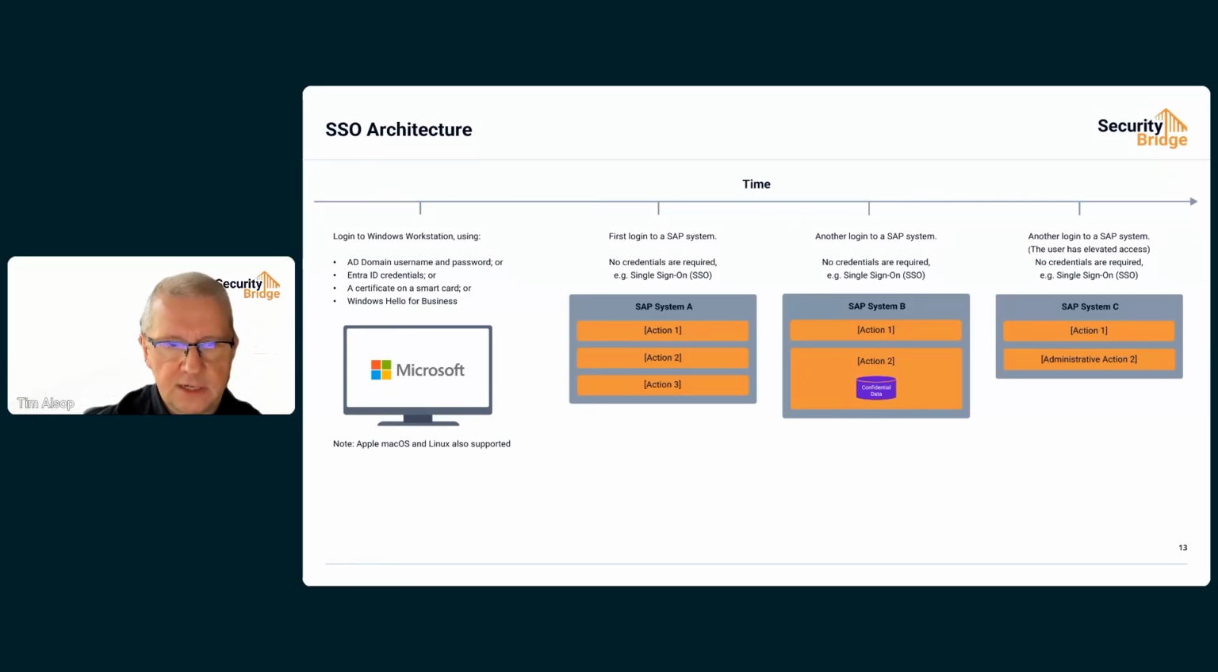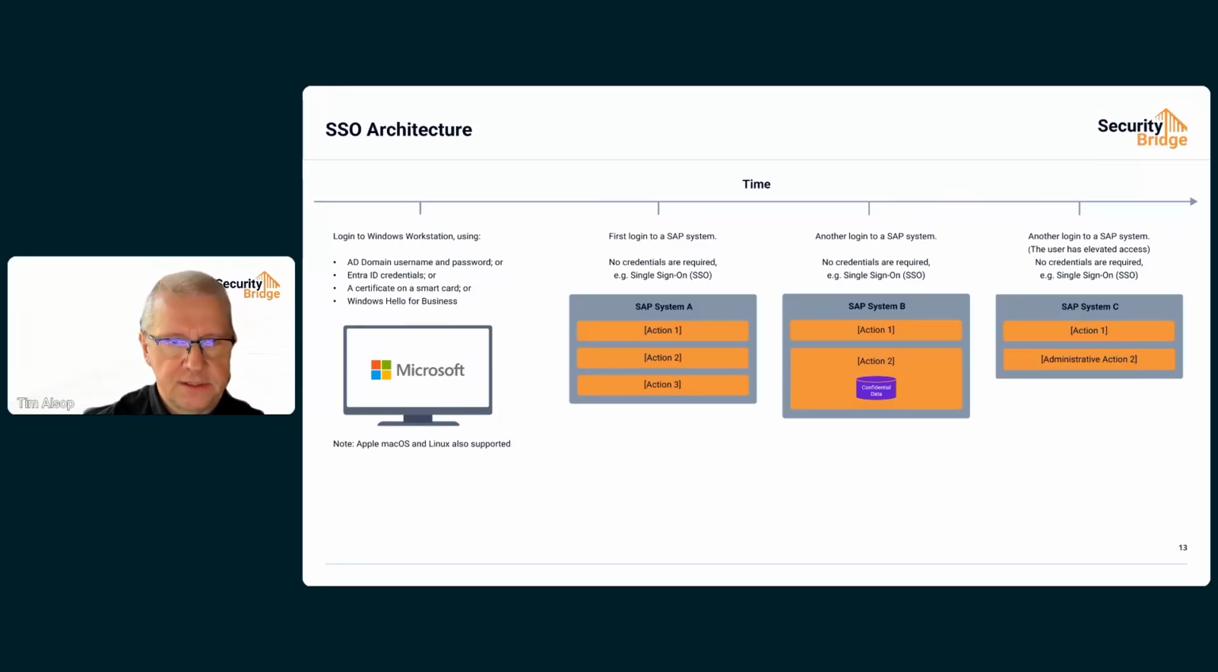So moving to a passwordless future is really a big emphasis of our company and our products. We want everybody to be in a situation where you don't need passwords anymore. It's going to take time, but small steps, and Windows Hello for Business allows you to start moving in that direction. Anyway, after you've logged into your workstation, let's say in this example, we've got 3 SAP systems. They could be in your landscape, they could be production, non-production.